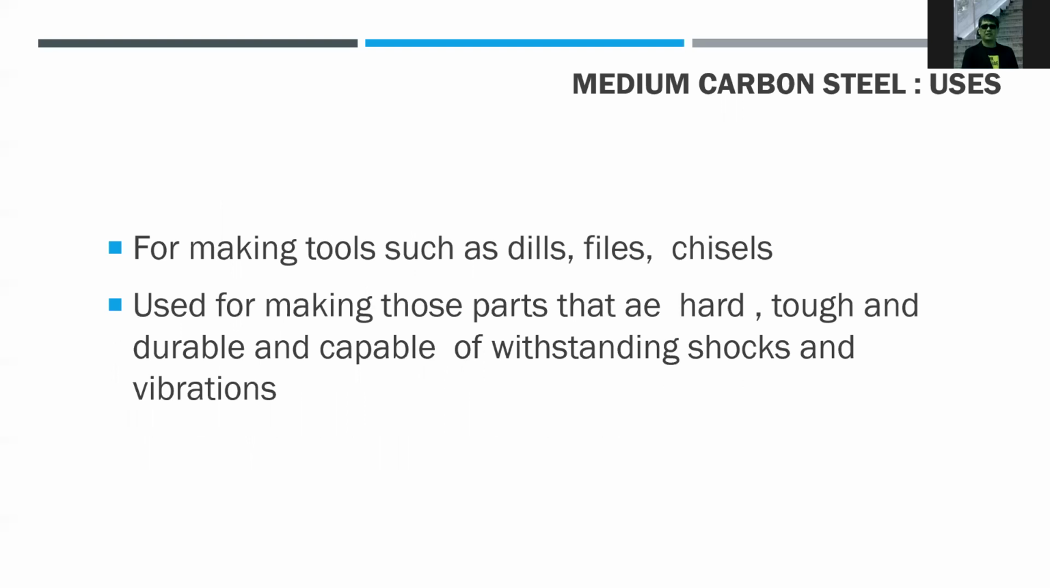The medium carbon steel is used for making drills, files, and chisels. It is used for making those parts that are hard, tough and durable and capable of withstanding shock and vibration. So this medium carbon steel is used for our drill bits. It is used for making hammers. It is used for making materials that need to be hard and tough.